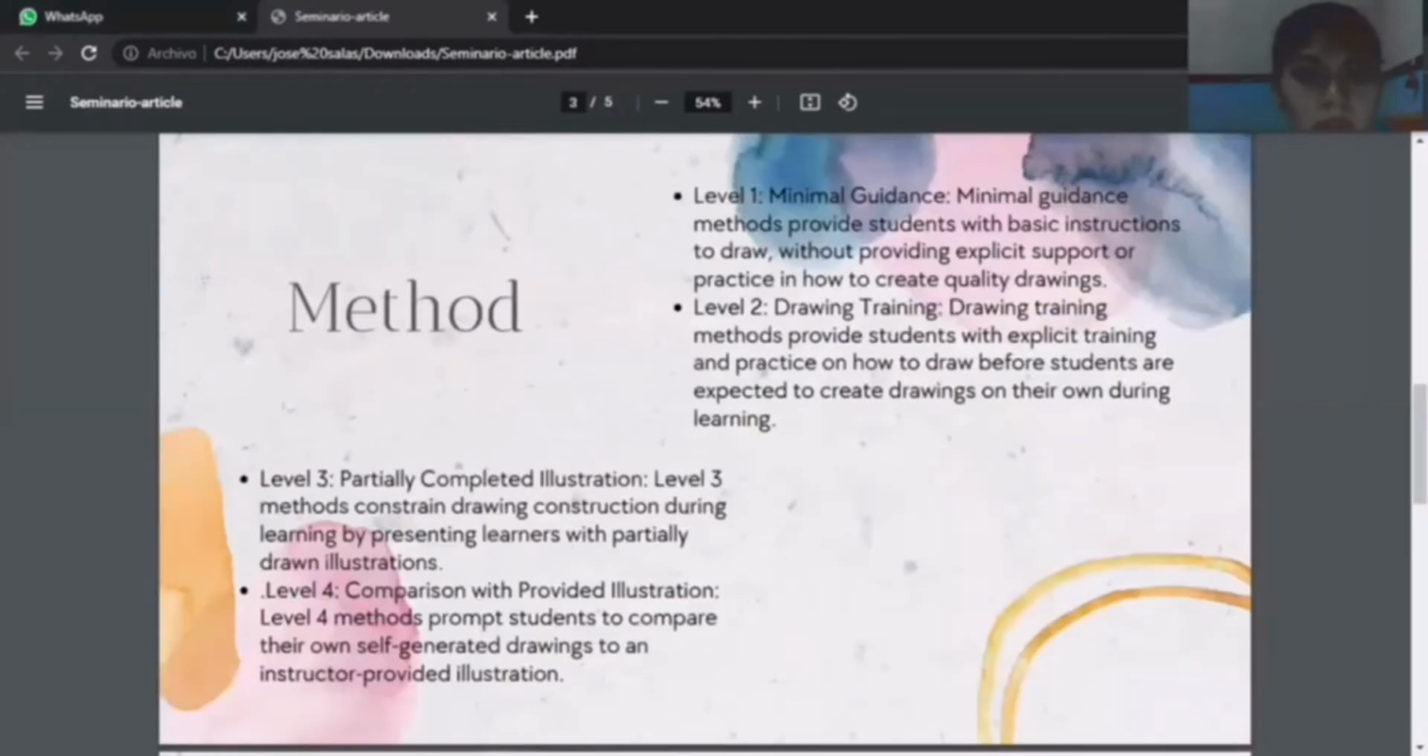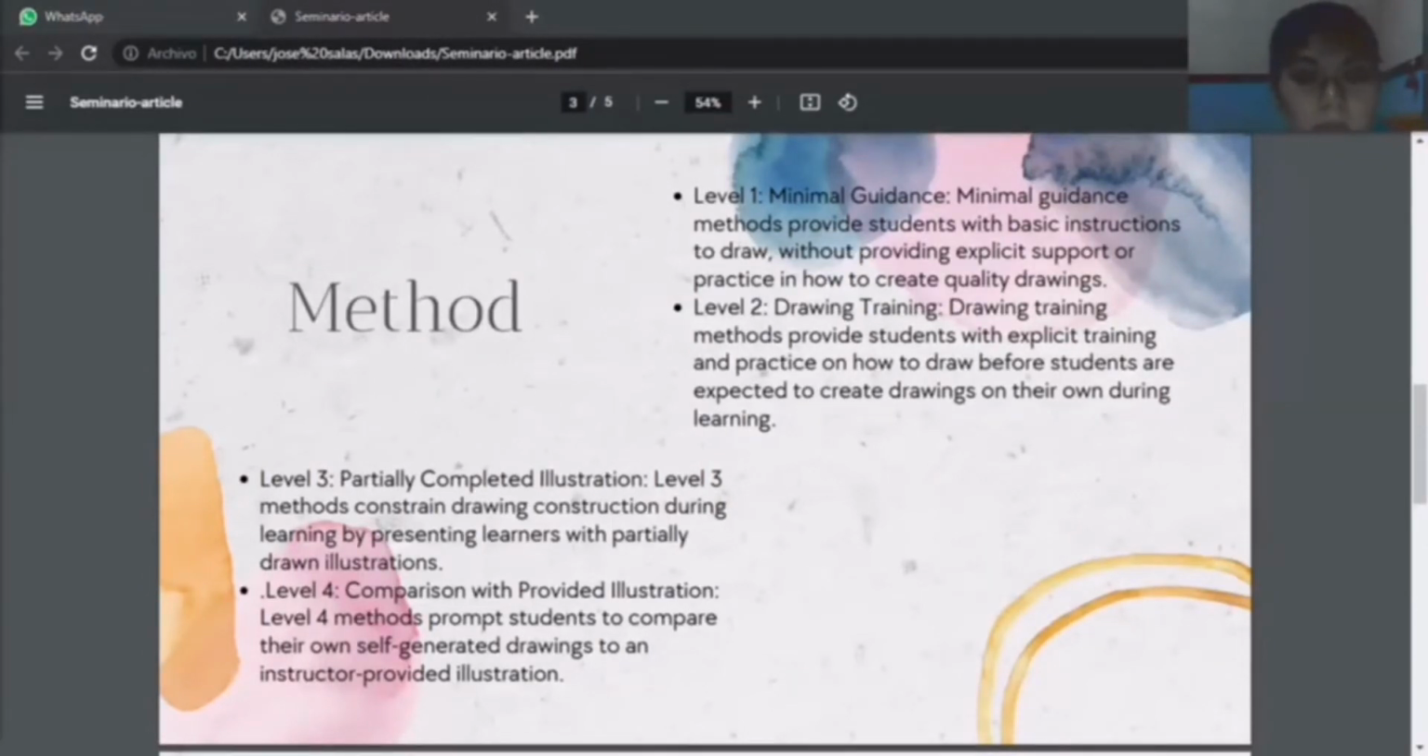Then we have the methods. In the methods, we have four levels. Level 1, minimal guidance. Level 2, drawing training. Level 3, partially completed illustration. And level 4, comparison with provided illustration. So the first level is minimal guidance.